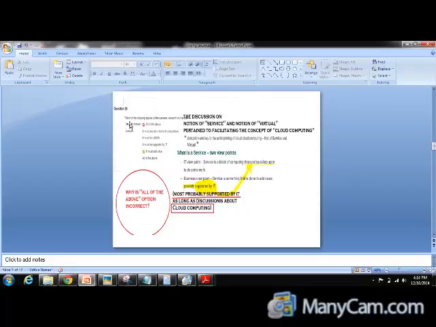Now, question 26 in final, it says which of the following applies to the business viewpoint of IT service. So I went back to where the professor talked about service and its two viewpoints, IT viewpoint and business viewpoint, and I saw that the discussion pertains to the notion of service and the notion of virtual. It pertains to facilitating the concept of cloud computing. The professor has said that disruption and key to underpinning cloud computing is that of service and virtual.